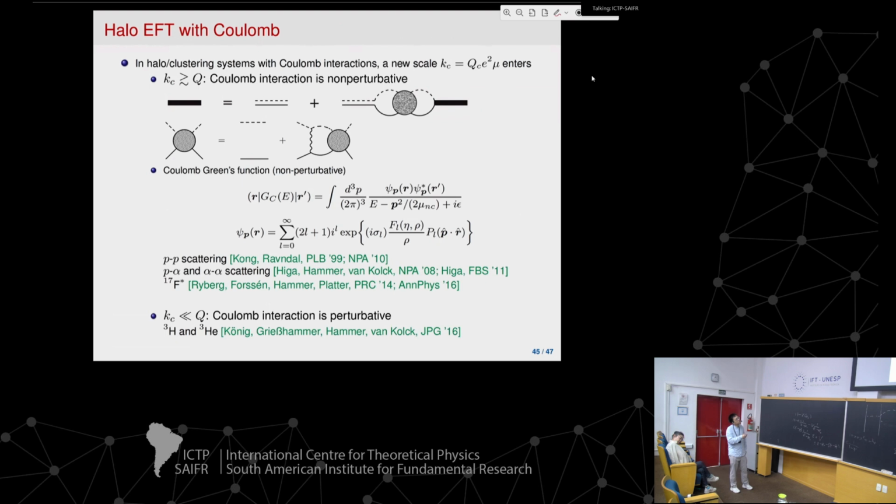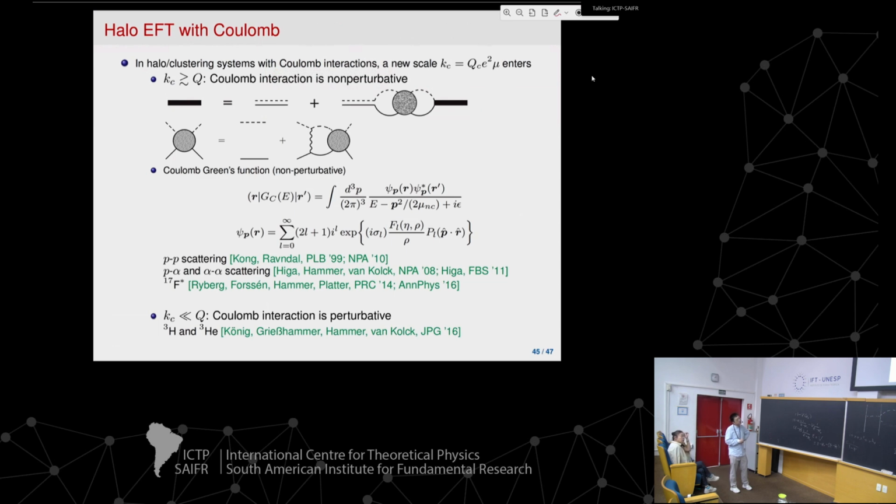So after doing that, you can still solve Lippmann-Schwinger equations and then get the T matrix for, say, PP scattering and also P alpha and alpha alpha scatterings. And this has also been applied to study the excited states of fluorine 17. And if the Coulomb momentum is smaller than the typical momentum of your systems related to the proton separation energies, then you can treat the Coulomb perturbatively.